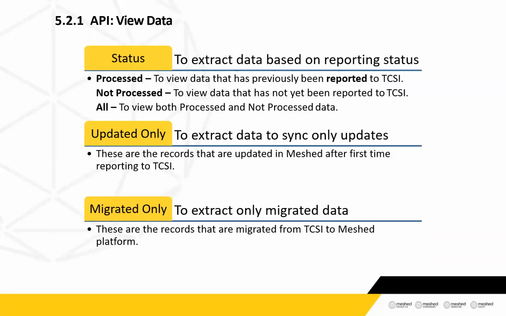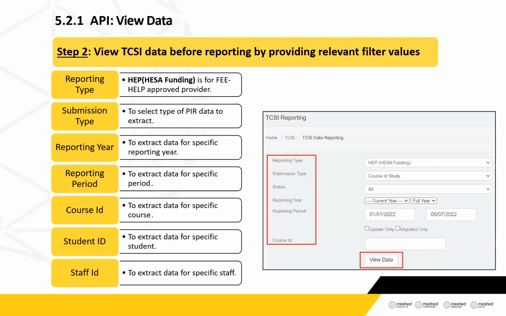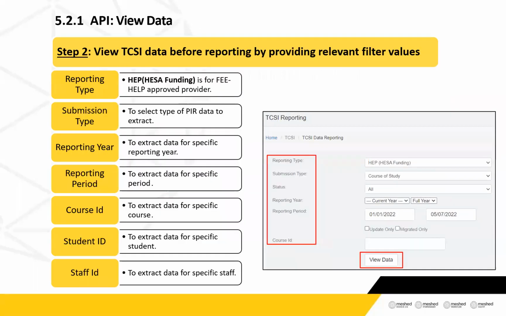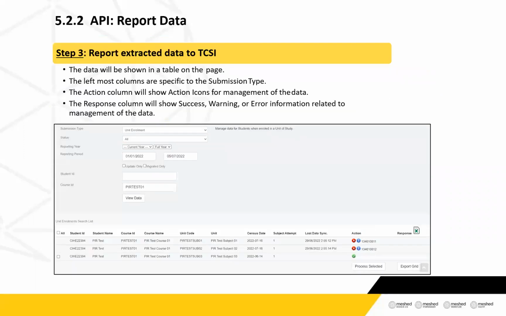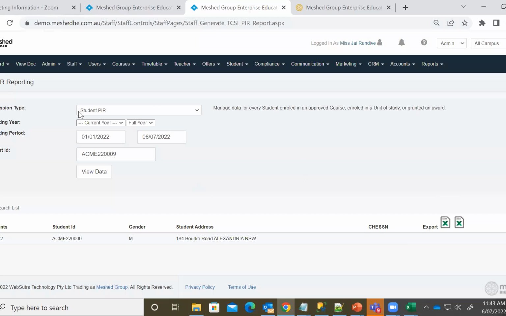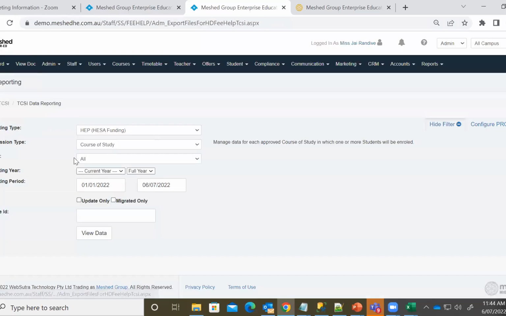So these are the 3 steps to do your PIR reporting through the API feature. First go to the Meshed TCSI reporting page, then extract data, and then start reporting data. So we can have a quick look at that. Let's go from the home page. Okay, then this is the first step: go to the TCSI reporting page.